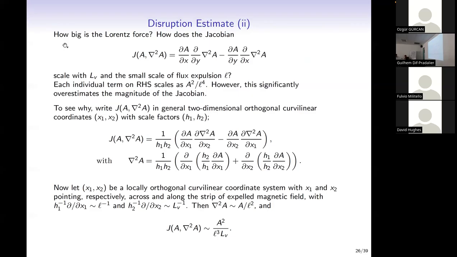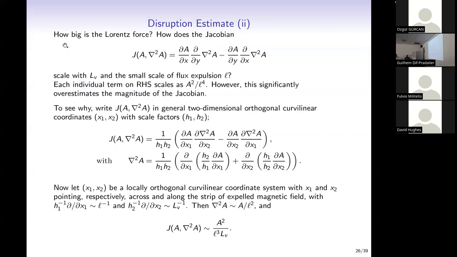Standard, but these H's are the scale factors in curvilinear coordinates. The key thing is that 1 over H1 scales as little l, but 1 over H2 scales as 1 over big L. The del squared does scale as A over L squared. But the Jacobian, each of them scales as A squared over L cubed big L. Okay. And that's the crux of the matter.